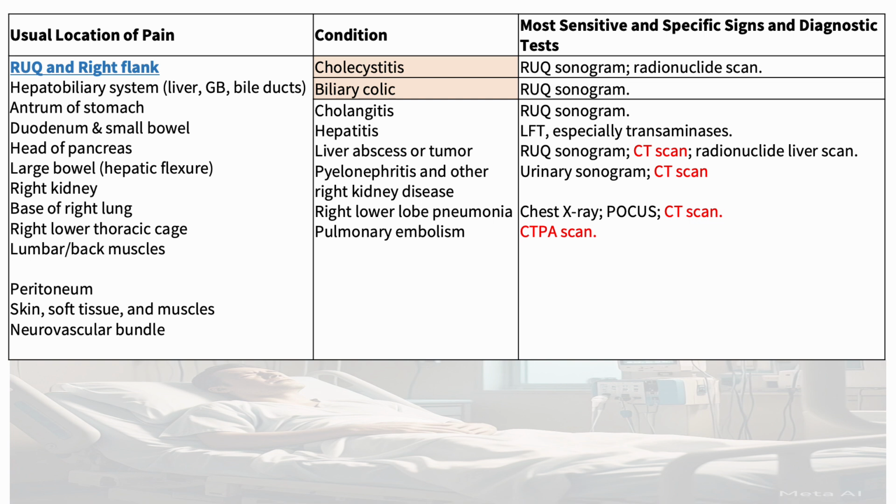So these are just some of the sensitive and hopefully specific diagnostic and imaging tests that you can order. As you can see, ultrasound is a relatively good test to start with in patients who present with right upper quadrant abdominal pain. It can help specifically for the hepatobiliary system. Very useful, so start with that.